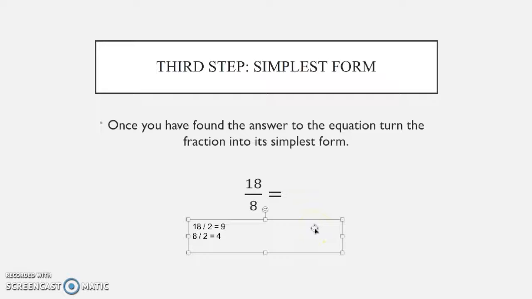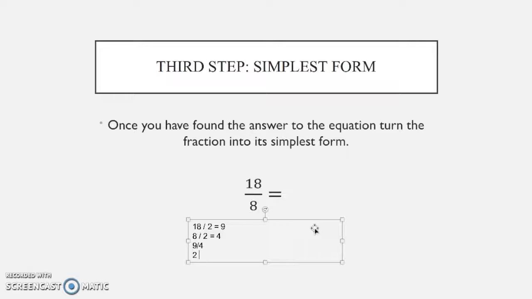Now we know we cannot divide by 2 again because fractions have whole numbers, and we don't want a decimal. We want it to be simple. So right now, our answer is 9/4. Well, this is still an improper fraction. So now we need to think about how many times 4 goes into 9. So 4 goes into 9 twice.